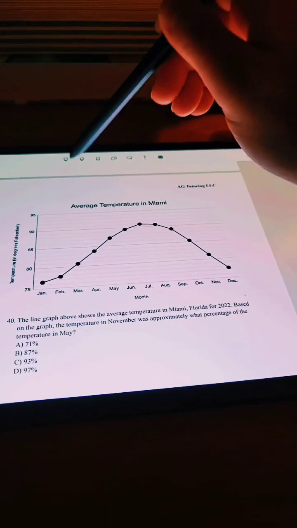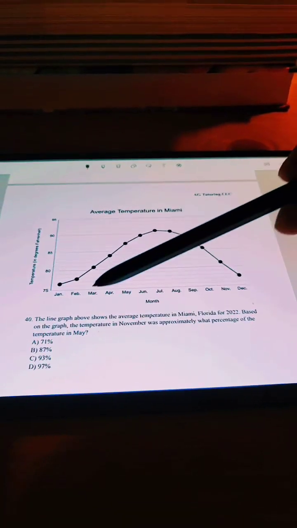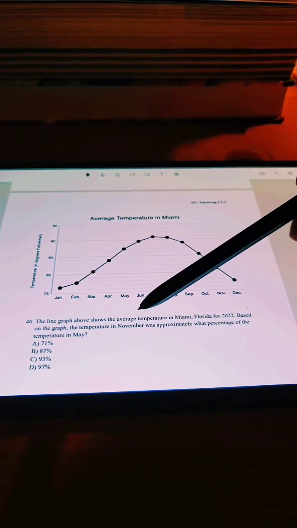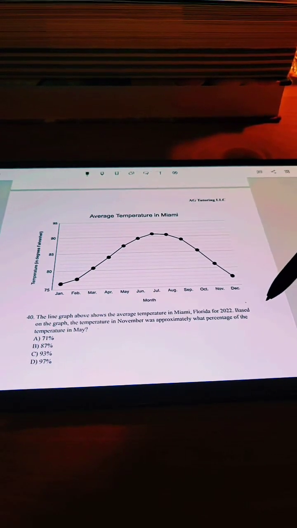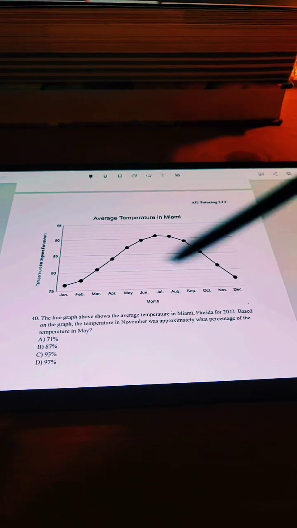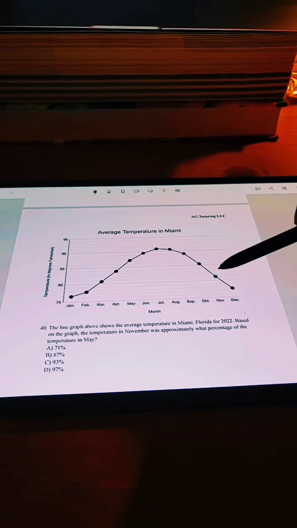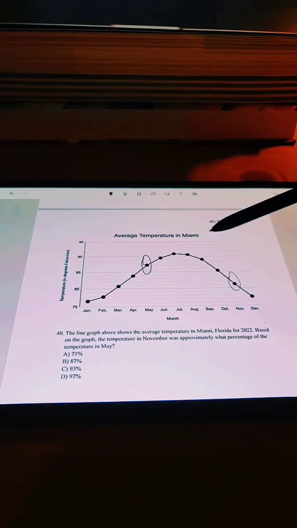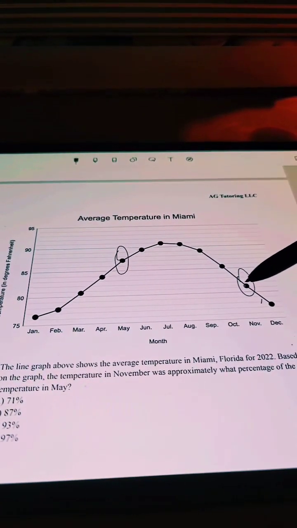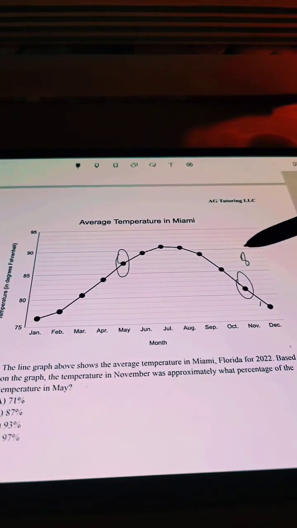So now let's refer to this figure. For the line graph above, the line graph above shows the average temperature in Miami, Florida for 2022. Based on the graph, the temperature in November was approximately what percentage of the temperature in May? So November is right here, and then May is going to be right there. So that's going to be lining up with 81.